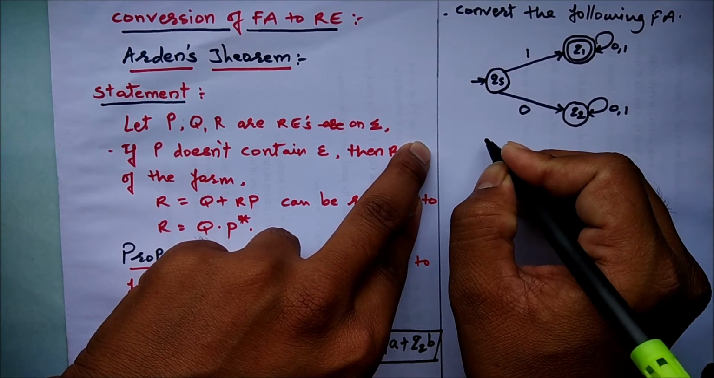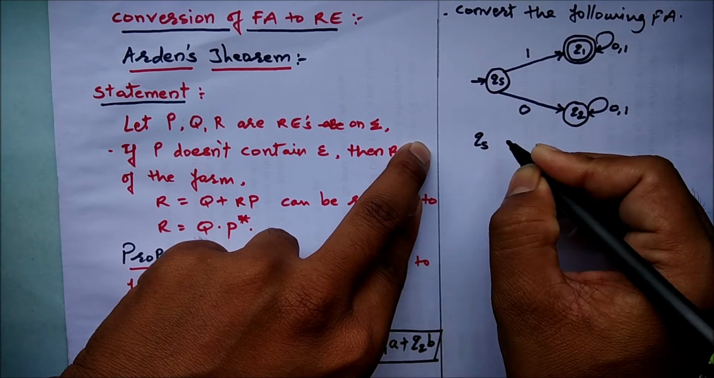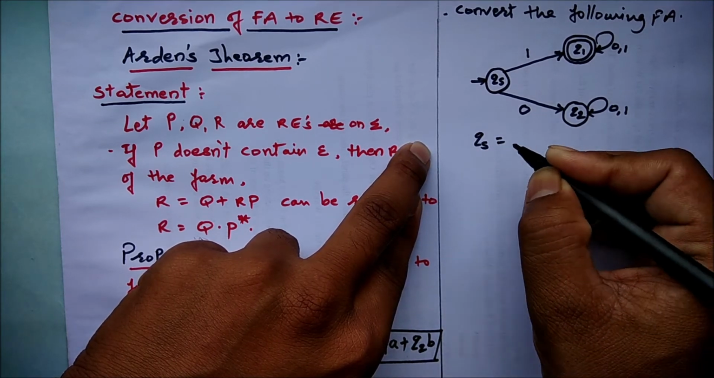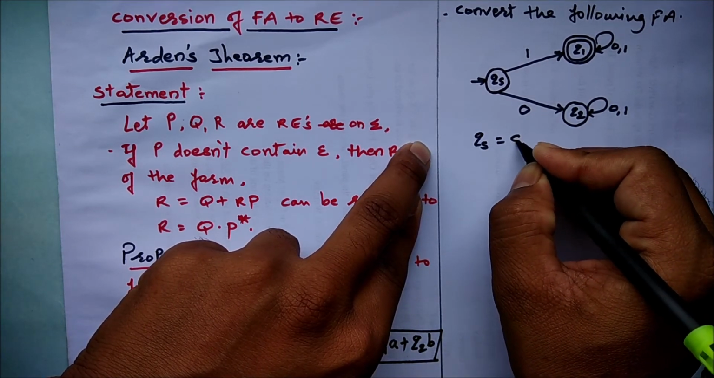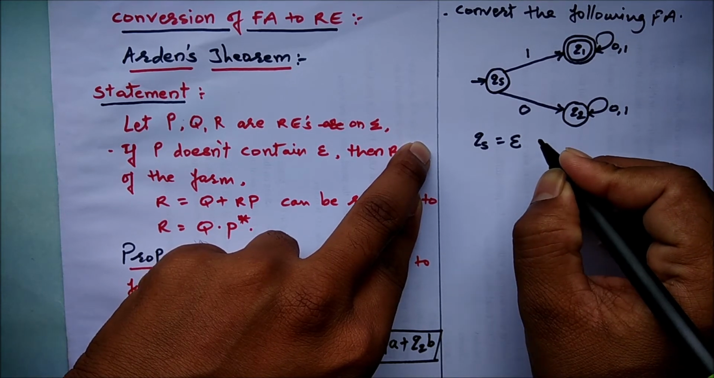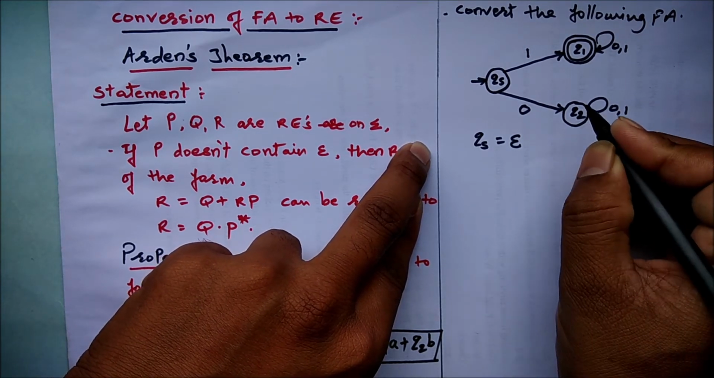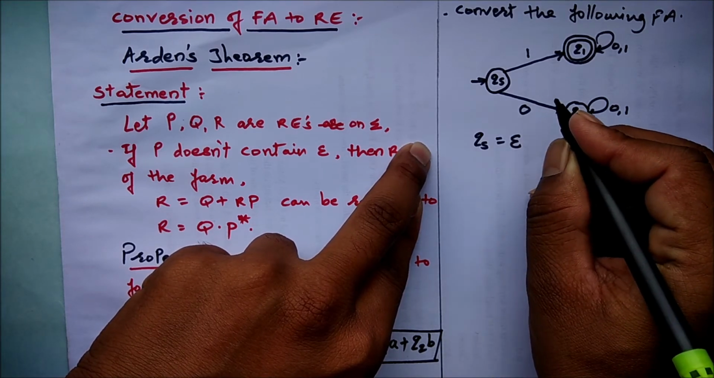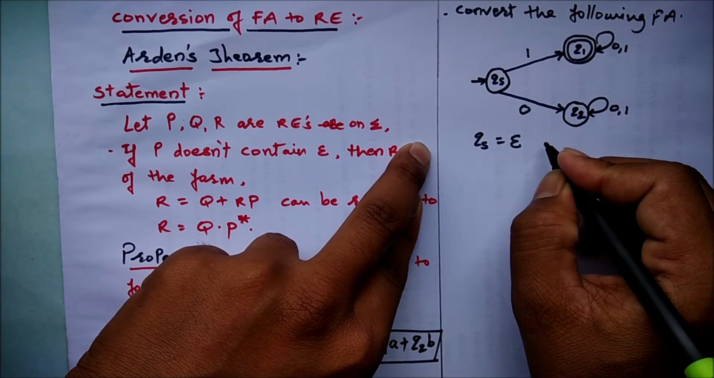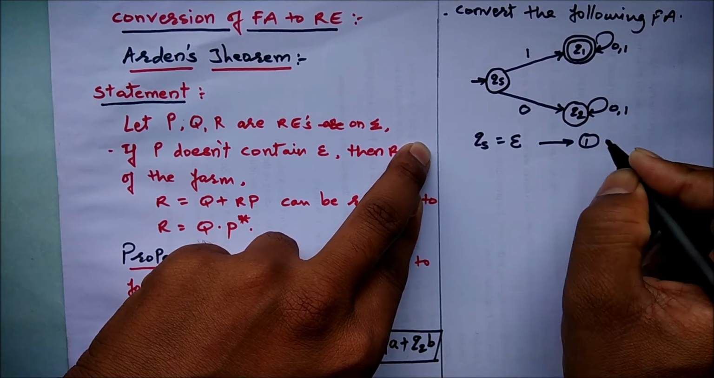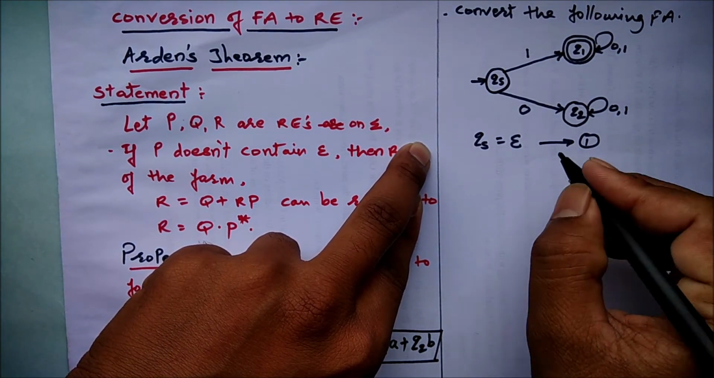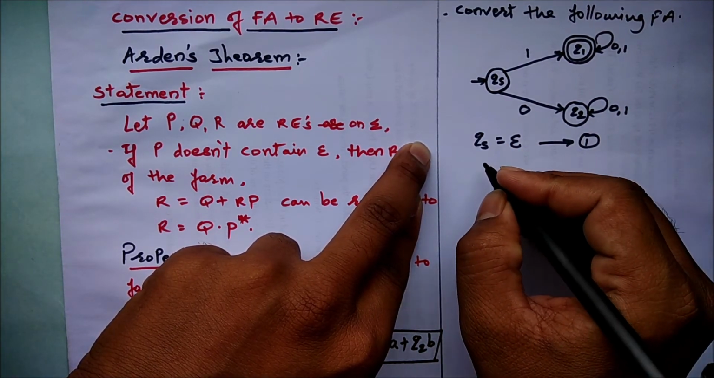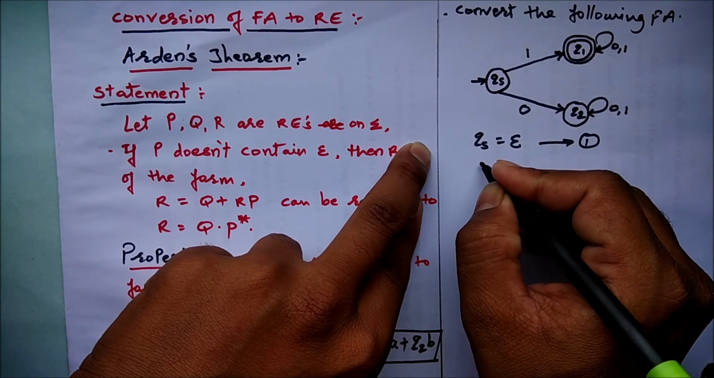You can see here the initial state is Q0, and as it is the initial state we have to include epsilon, and then I will check whether there are any states transiting towards Q0. You can see there are none, so I will stop here and I will name this equation 1. Then let's move to the second equation.